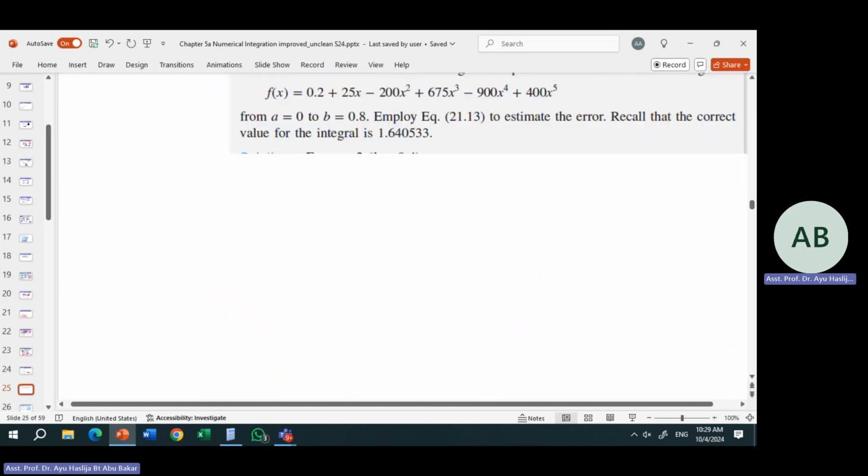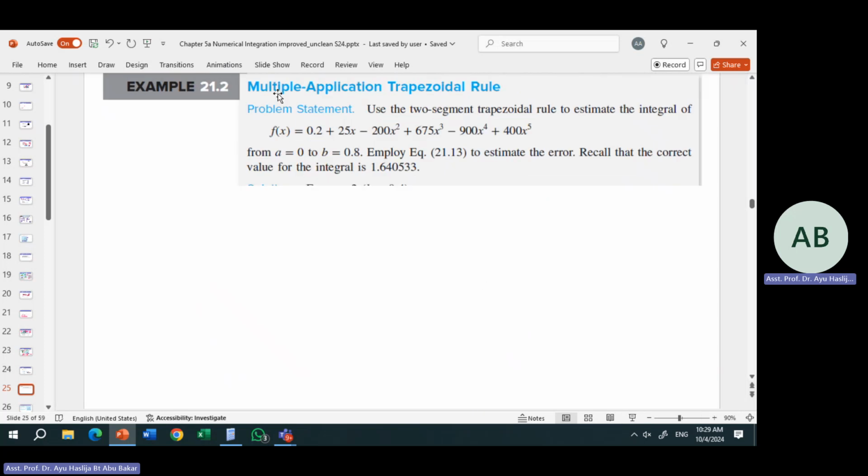We try this example. Same as the previous single, but now multiple application. Okay, multiple application, use 2 segments. 2 segments, n equals to 2. So how many points that you need to have? 3, correct. So find out your x0, x1, x2. Then your f-axis.